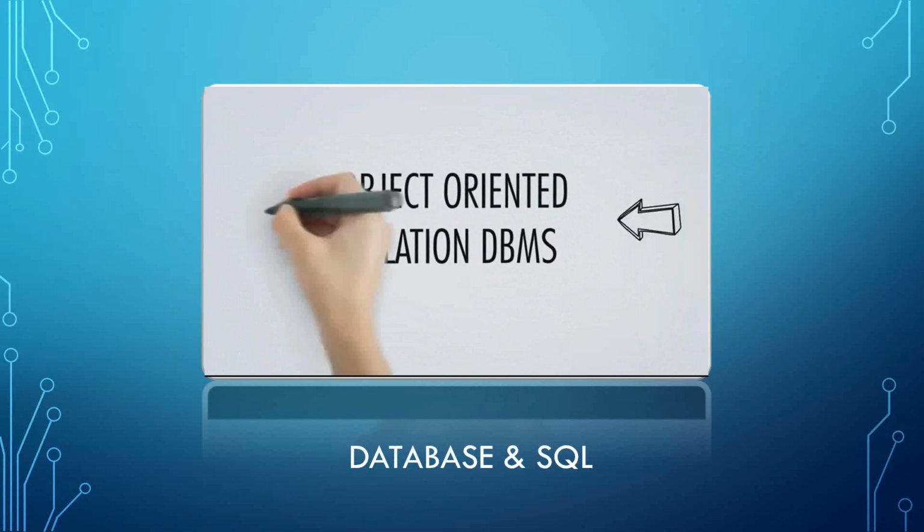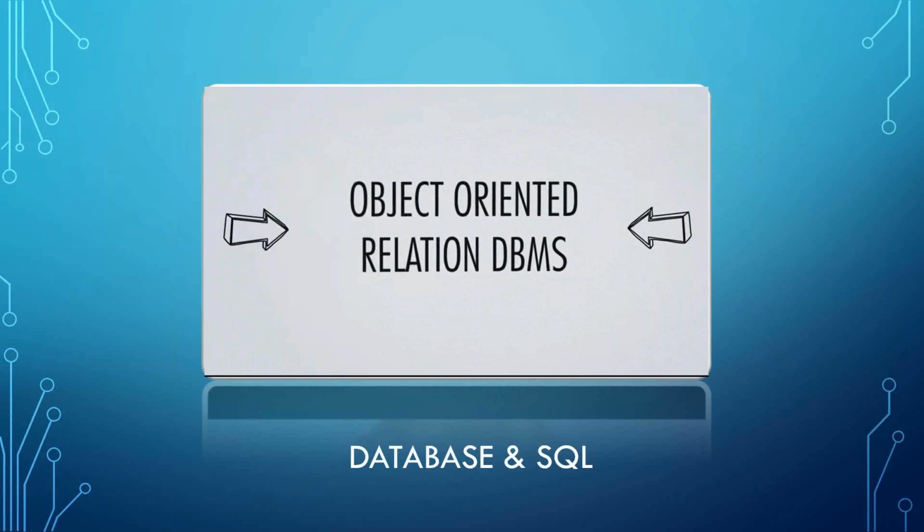Object-oriented relational DBMS. This type supports storage of new data types. The data to be stored is in the form of objects. The objects to be stored in the database have attributes, for example, gender or age, and methods that define what to do with the data. PostgreSQL is an example of an object-oriented relational DBMS.